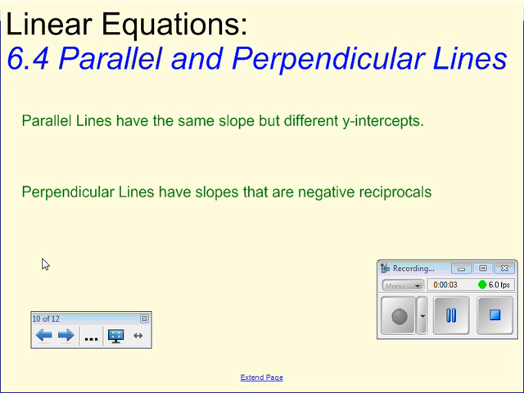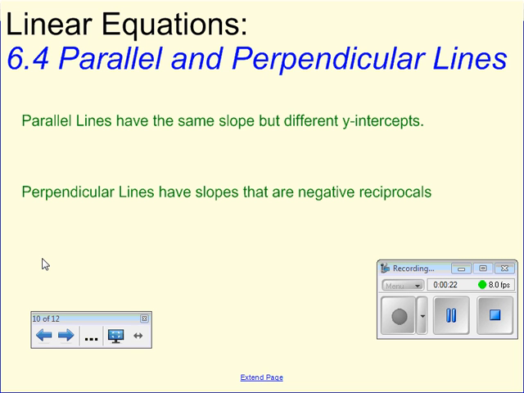Hello, this is linear equation 6.4, perpendicular and parallel lines. Now, these are two very unique concepts. Parallel lines have the same slope as another line, but they'll have different y-intercepts.